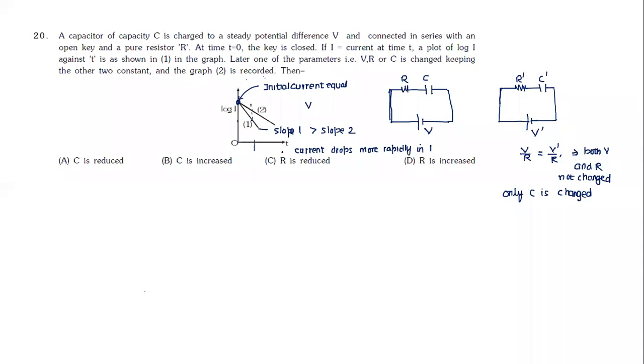What does this imply? Why is the current dropping more rapidly? If the time constant is more, it takes more time to drop. If the time constant is less, it takes less time to drop. The second case takes more time for the same drop in current because its time constant is more. Why is the second case time constant more? Time constant is the product of RC. R being the same, the time constant in the second case will be more only when C dash is greater than C. So C is increased. Okay, some graph questions we should also know.